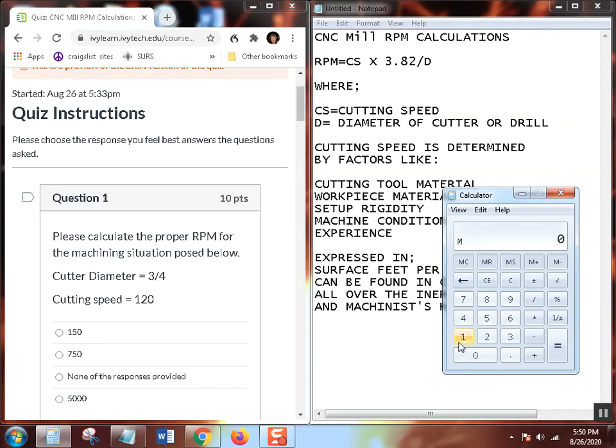Again, the cutting speed's 120. That's about a standard for aluminum using high-speed steel. That's my experience. Times, again, the constant, 3.82 equals this, divided by the decimal equivalency of 3/4, which is 750 thousandths. Yes, 611. The answer to this one would be none of the responses provided. I am not going to put that in there.